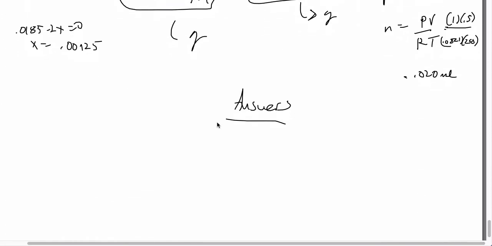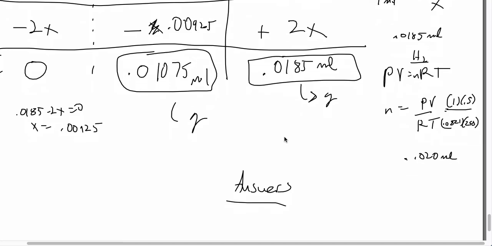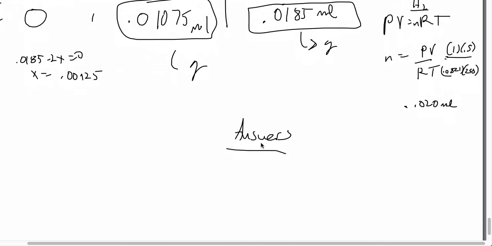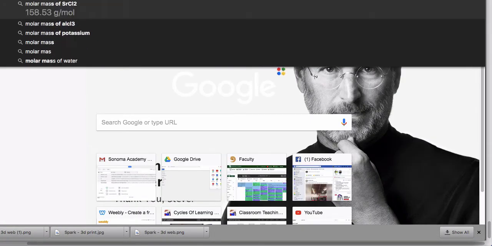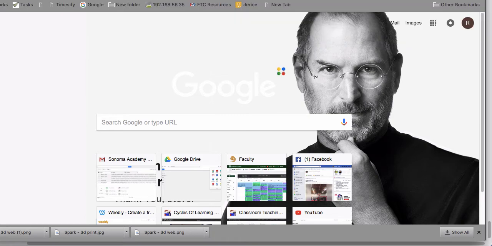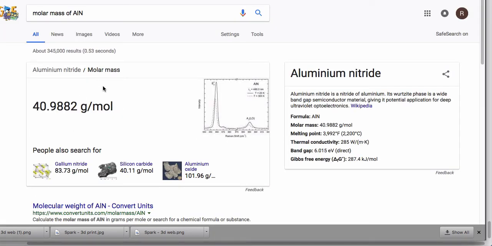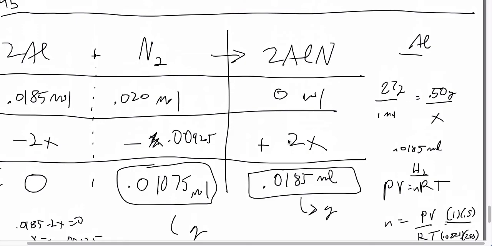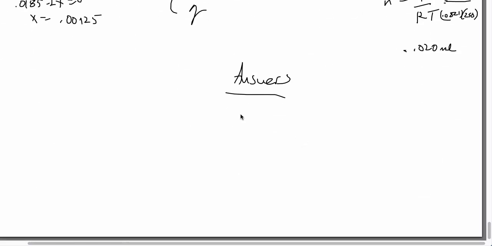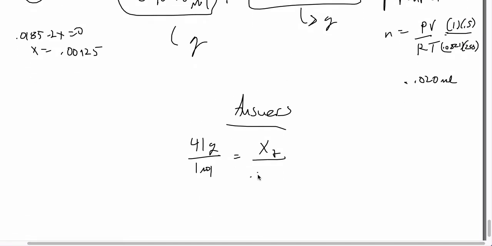Okay, so mass of AlN that's produced, well, we have 0.0185 moles. So what is the molar mass of aluminum nitride? Molar mass of AlN is 41. Why don't we just say 41? Notice it wasn't 2 AlN. The 2 was taken care of here. So I don't do 2 AlN. So 41 grams per every 1 mole is equal to X grams per every 0.0185 moles.